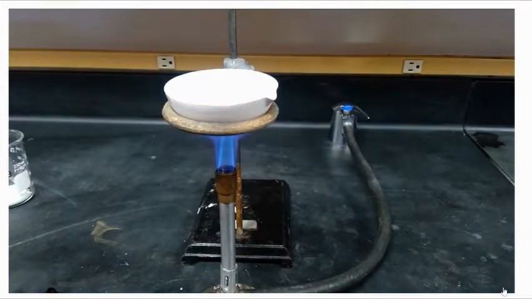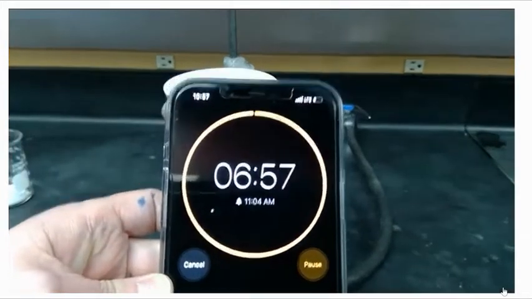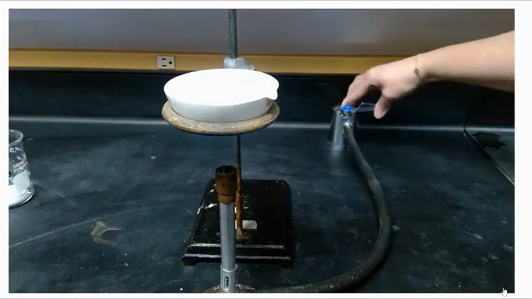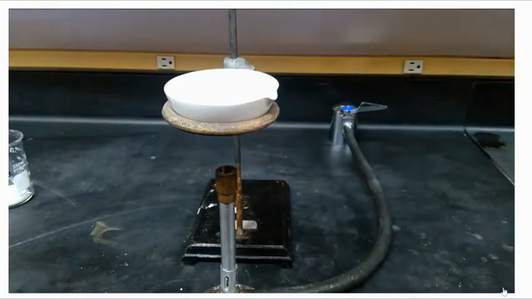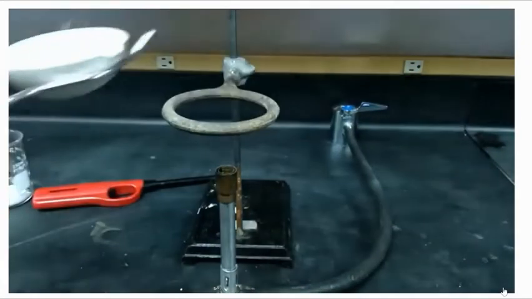This will start the thermal decomposition using heat of the baking soda, and I'm just setting the cell phone timer for 7 minutes because we need to let it decompose for about 7 minutes. So when the timer goes off, we'll turn off the gas. All right, it's been decomposing for about 7 minutes. Now we're going to turn off the gas, and then we're going to use some tongs to remove the evaporating dish from the ring stand, since the metal will retain the heat, and let it cool on the counter for about 3 minutes.